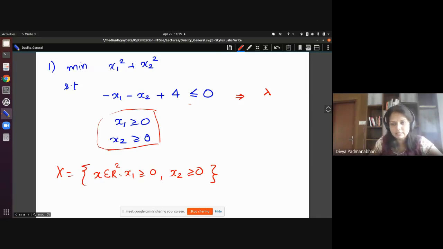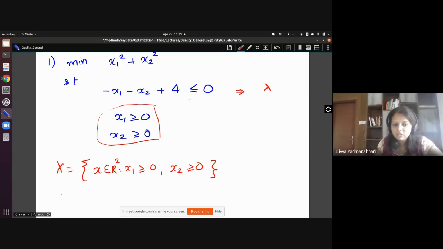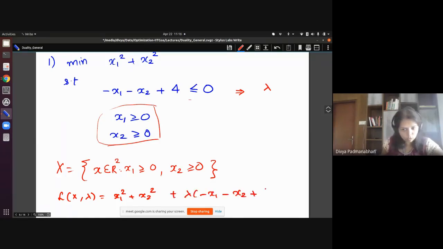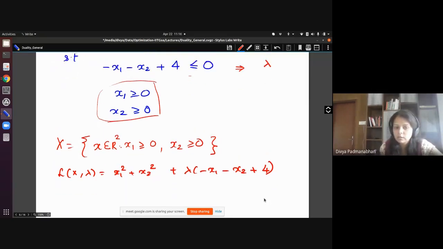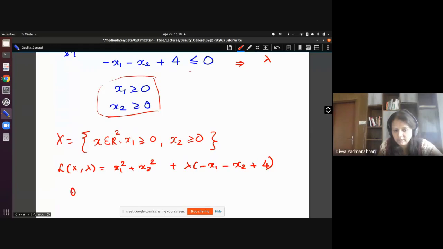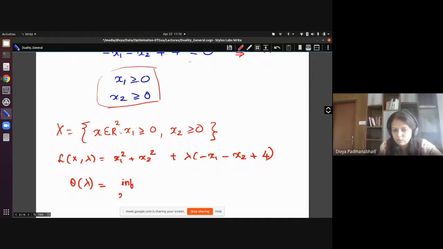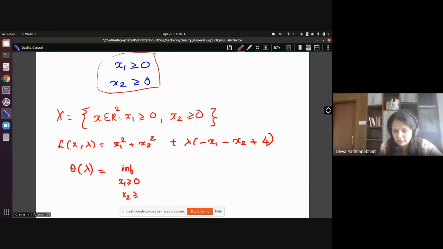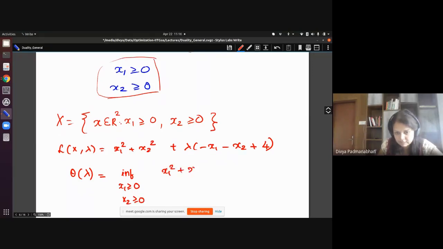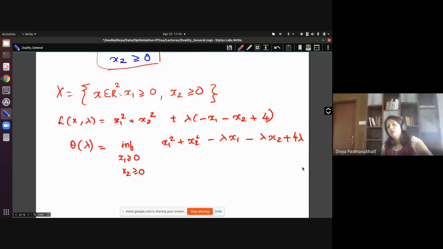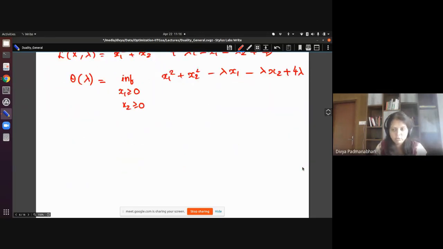So there is one constraint as far as we are concerned, and it has a multiplier of lambda. The Lagrangian here would be x1 square plus x2 square plus lambda times minus x1 minus x2 plus 4. The dual function theta of lambda is the minimum over x with x1 greater than or equal to 0 and x2 greater than or equal to 0 of x1 square plus x2 square minus lambda x1 minus lambda x2 plus 4 lambda. This is the dual function.